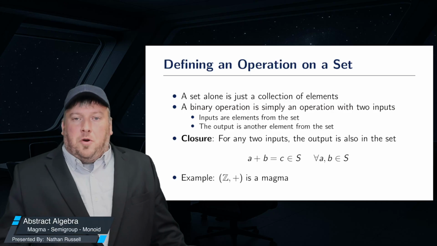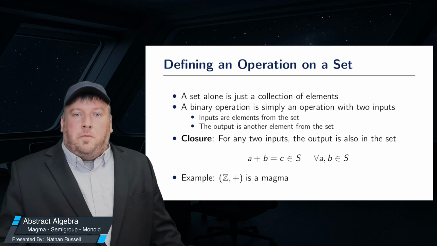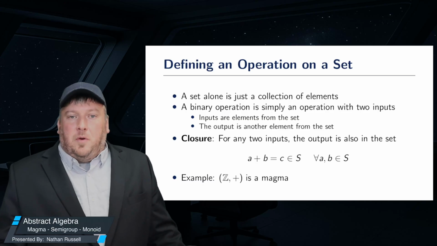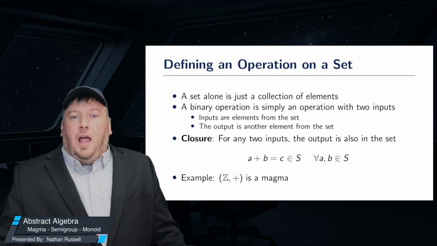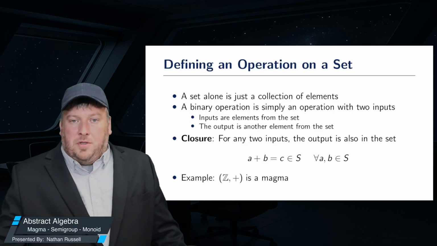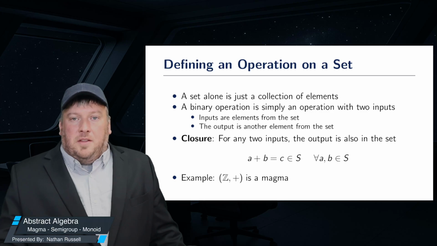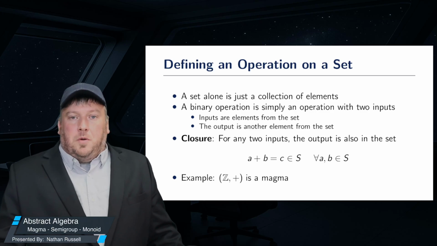So imagine this like your group of friends. Whenever one friend shares something with another friend, it stays within the group. That's effectively what we're saying right now. Whenever you take two elements of a set and you apply the operation that has been defined, the result should be another element inside the set. That is what we're referring to when we say the closure property.